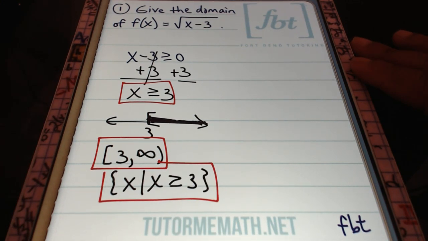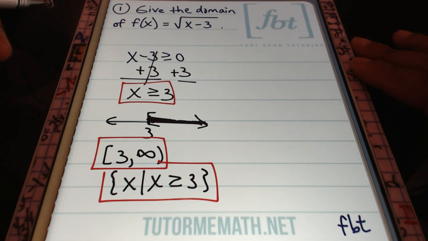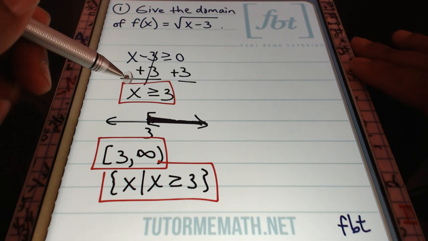So once again, let's recap on number 1. They asked to give the domain of f of x. We recognize that this was a square root function. When dealing with a square root function, you cannot take the square root of a negative number when dealing with real numbers, not imaginary numbers, not complex numbers, but real numbers. So we set the radicand, the value underneath the square root sign, greater than or equal to 0. That's exactly what we did. And then we solve for x.